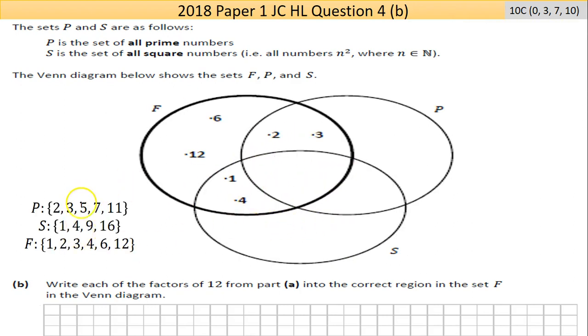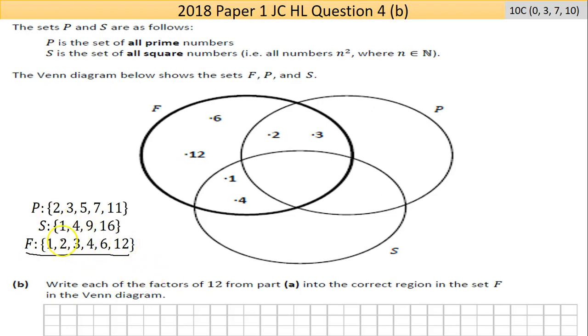So I'll go to the answer here. I have the three sets written out. The set of all prime numbers is 2, 3, 5, 7, 11. That's the first 5 prime numbers. Now 1 is not prime. I always thought it was, but it's not. S is all the square numbers, so 1 squared, 2 squared is 4, 3 squared is 9, 4 squared is 16. Now we don't really need the 16 because it goes beyond our range. And F is 1, 2, 3, 4, 6, and 12. We identified that in part A.